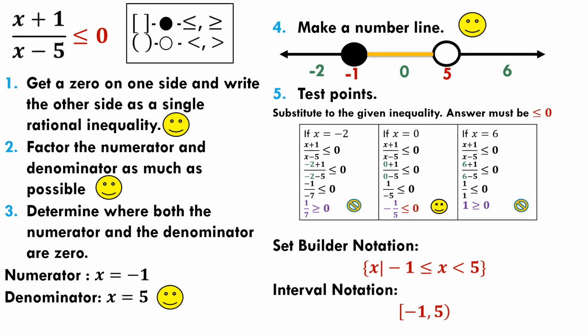And for interval notation, mas madali siya isulat kaysa sa set builder notation, pero alam kong kayang-kaya yan. So, we will use ito, close interval. Bakit? Kasi meron tayong close circle. So, yan. Close circle and then parenthesis. Kasi this is an open circle. Okay, the answer is from -1 to 5. And that is how you solve a rational inequality.